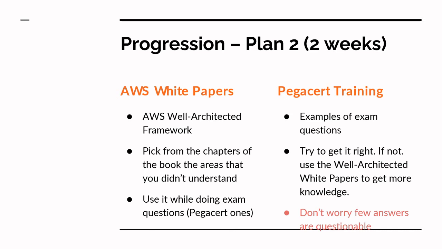So during those 2 weeks, you're gonna have a friend, which is the AWS white papers, the Well-Architected Framework, as a reference. And on the side, you're gonna do the Pegasus training. You're gonna do the example questions. So you try to get it right. If not, you use the Well-Architected white paper to get the knowledge. It's not guaranteed that all the answers are right. Some are questionable. I've seen some debate on the internet about the answers. So you just do it as a first stage. There are 345 questions. So this is gonna give you a little bit of an idea. You'll be able to see how it's gonna be in the exam.